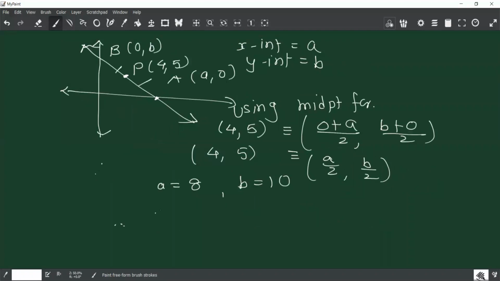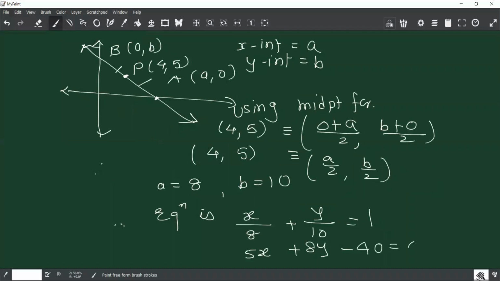So the required equation is x upon x-intercept plus y upon y-intercept is equal to 1. The LCM is 40. So multiply throughout by 40. So you will have 5x plus 8y minus 40 is equal to 0 is the required equation.